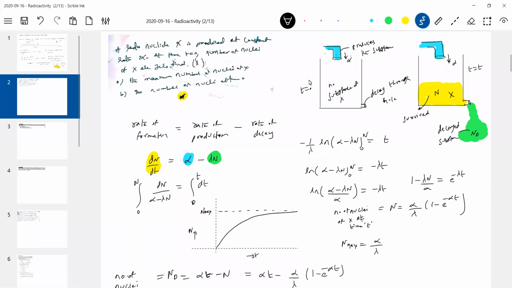A radionuclide X is produced at a constant rate alpha. At time t equals 0, the number of nuclei of X is 0. Find the maximum number of nuclei of X, and the number of nuclei after time t. N of t, this is what, so these are our answers.